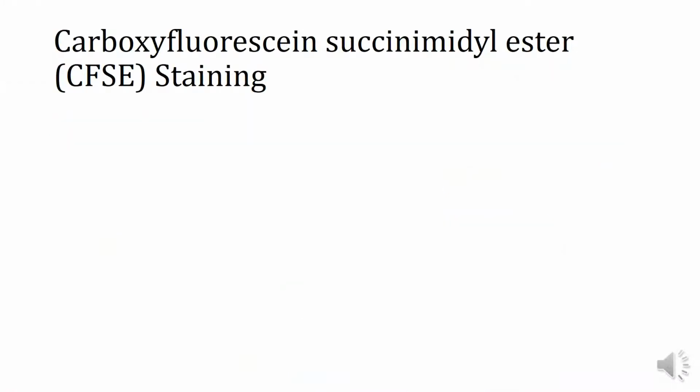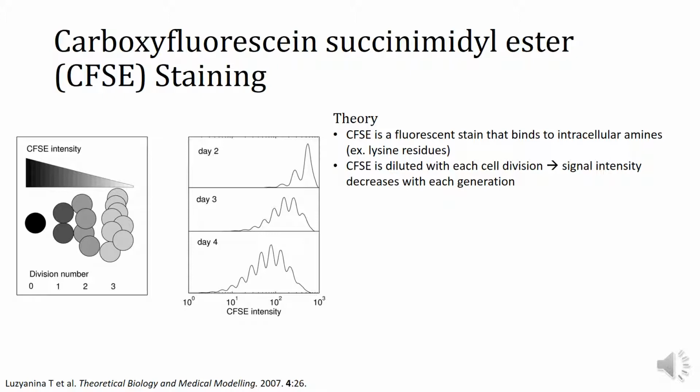The first technique that we're going to describe is carboxyfluorescein succinimidyl ester staining, also known as CFSE. The theory behind CFSE is that it's a fluorescent stain that binds to intracellular amines, so lysine residues, other amino acids, things like that. And CFSE, because it's present in the cytoplasm, is diluted with each cell division. As you can see from this figure, the signal intensity decreases with each generation of cells proliferated.